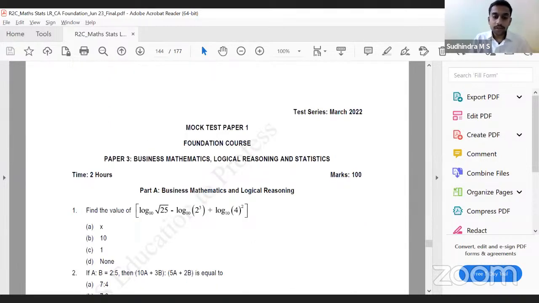Question number 1. Find the value of log of root 25 to the base 10 minus log 2 cube to the base 10 plus log 4 square to the base 10. 1 is the right answer. Let us solve it.